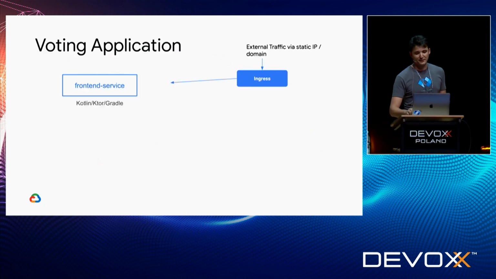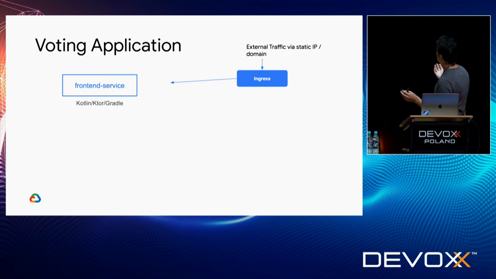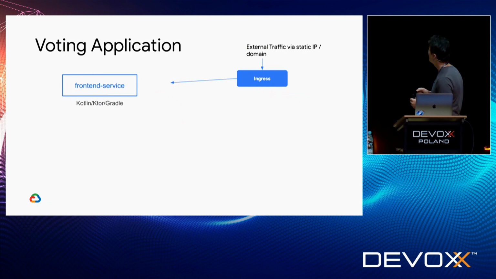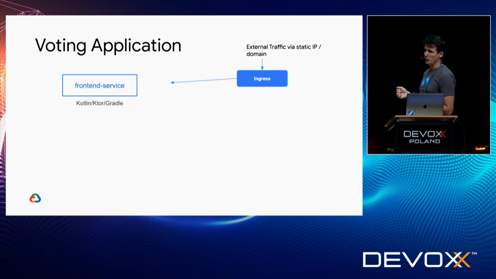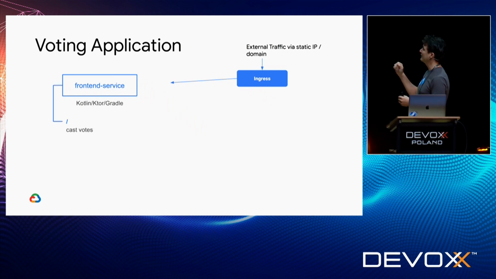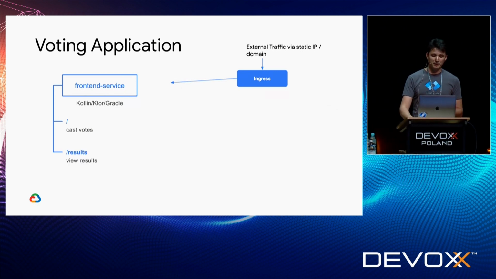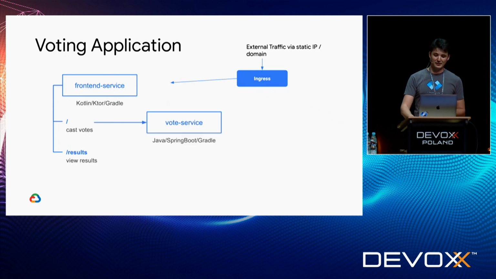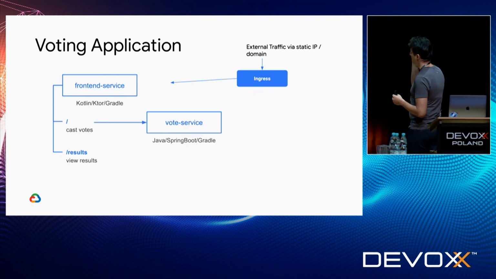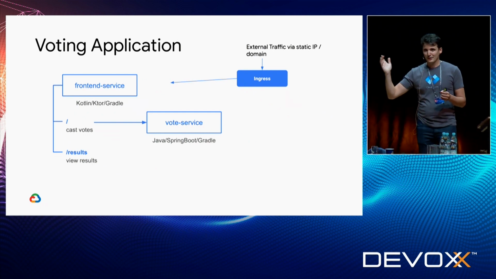But before, they whipped up this simple design. The external traffic will be served via Kubernetes Ingress, and we registered a special domain for this demo, and we will buy this cloud service from these three guys for our demo. This traffic will go to the frontend service, and this is where our Kotlin guy decided to use Kotlin, Ktor, and build it with Gradle. It will serve the root page where you cast votes, and results will give you results. And it will call the vote service, the heart and brain of this application, the brain microservice, built with Java, Spring Boot, and Gradle.